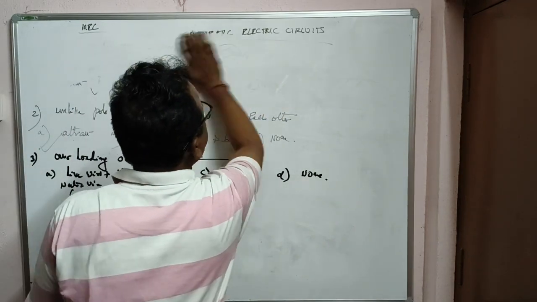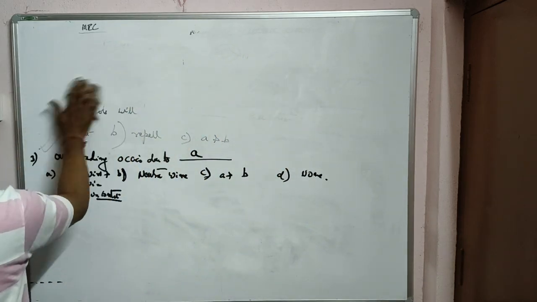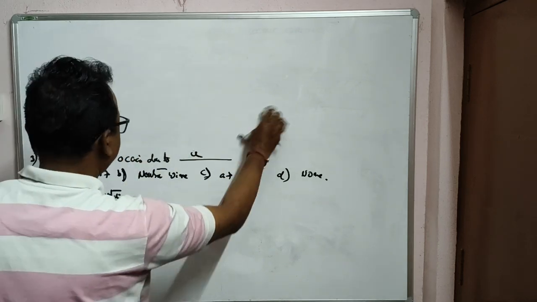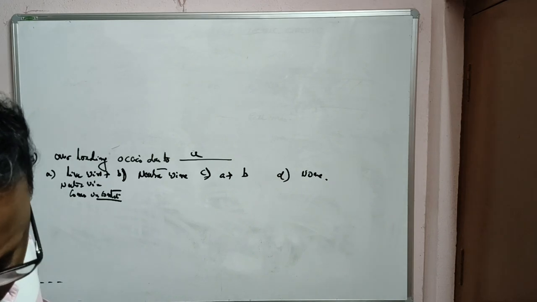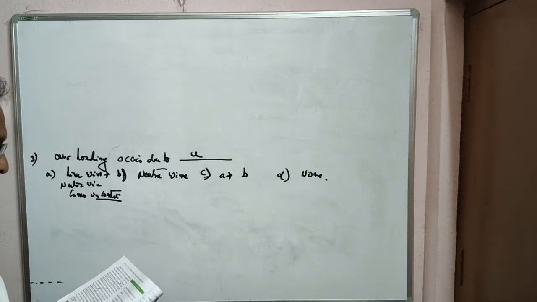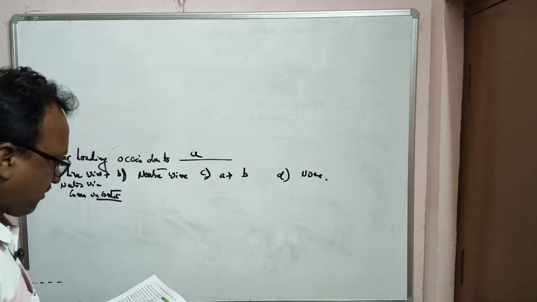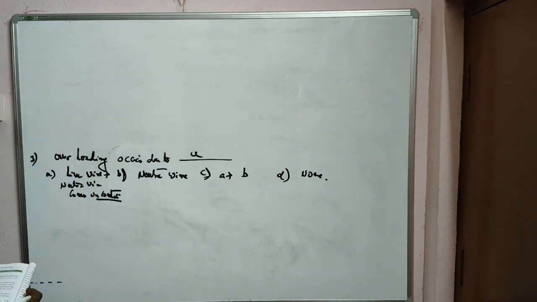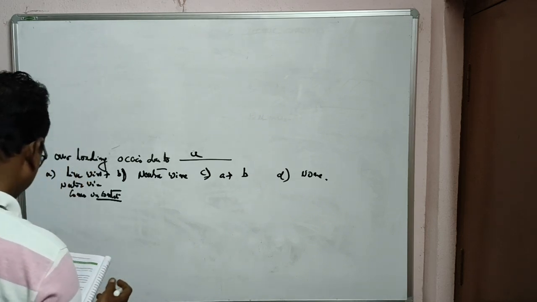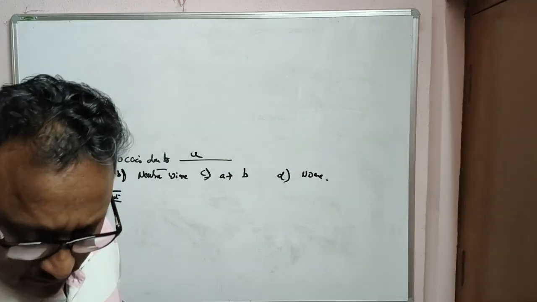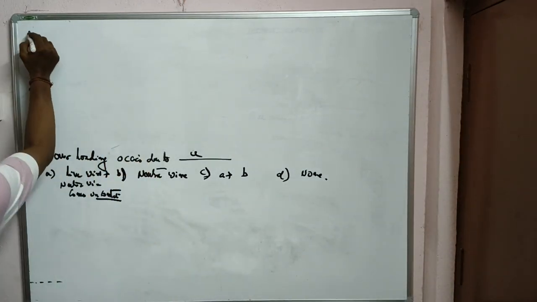Now next one. I told you this chapter doesn't have any numericals. You may not have interest, but still the theory questions you have to discuss. So this is the answer: when live wire directly comes in contact with the neutral wire. Next question, please. I think it's the fourth one.